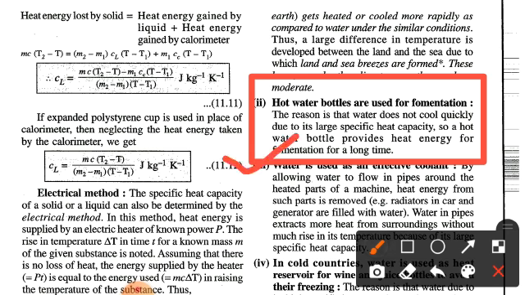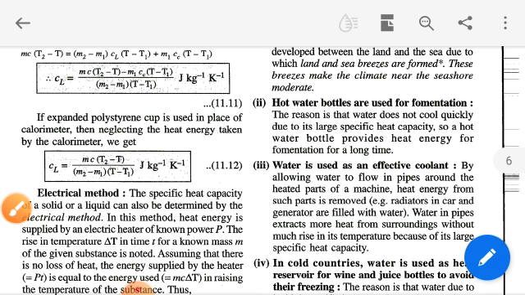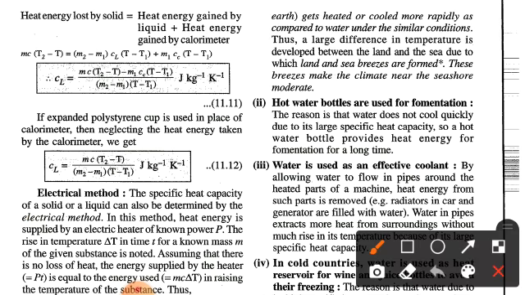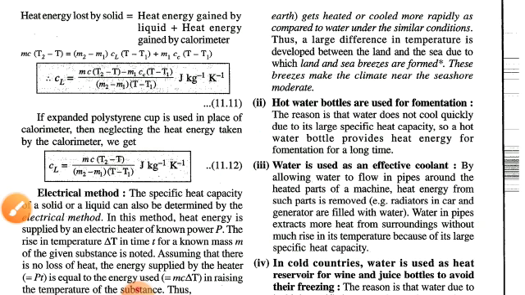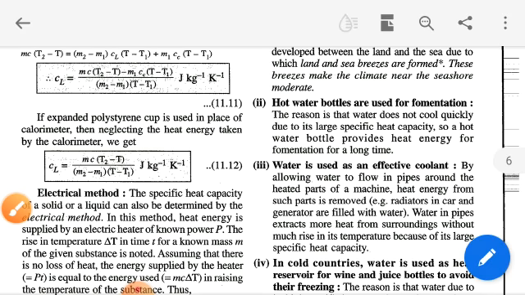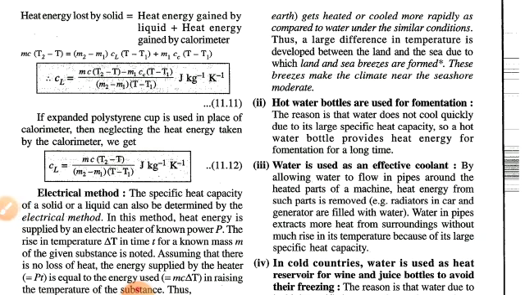Water is used as an effective coolant. Clear? You can see here what we are discussing. By allowing water to flow in pipes around the heated parts of a machine, heat energy from such parts is removed. Example: the radiator in a car and generators are filled with water. Water in the pipe extracts more heat from the surroundings without much rise in temperature because of its large specific heat capacity. Clear? So this is the reason why we use water as an effective coolant in our cars and generators.